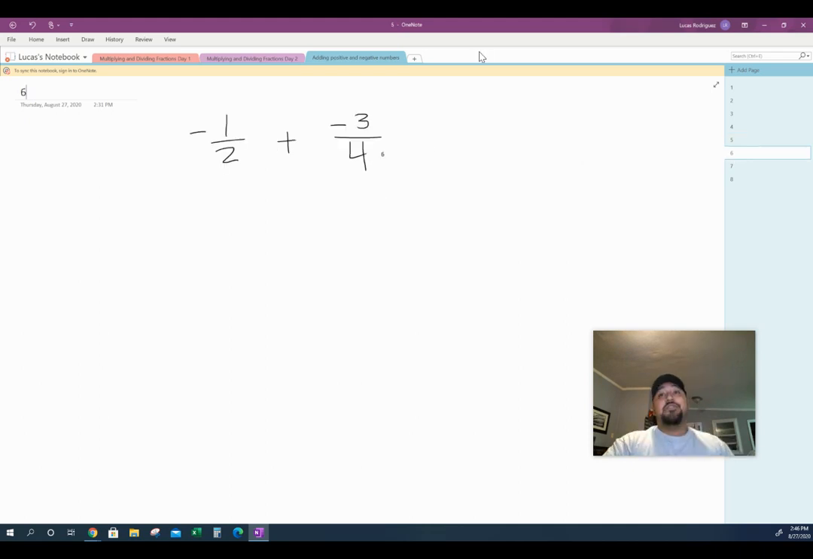Ooh, now I threw in some fractions in there. So let's see what that looks like. So I have a negative fraction and a negative fraction. And so what's going to happen here? Okay, hold on a second. All right, we're out of there. So I have a negative fraction and a negative fraction.